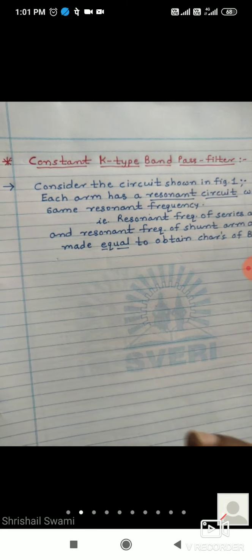Series as well as shunt arm consisting of what? Resonant circuit. दोन्ही काय consist करणार आहे? Resonant circuit. So each resonant circuit is having actually different frequency. Understood? But we have to make it equal so that we can obtain the characteristics of bandpass filter what we learned in the previous lecture.